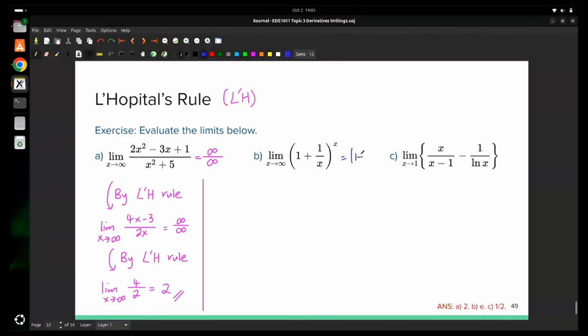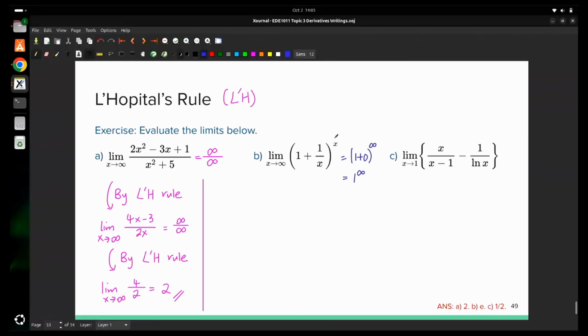So it's 1 plus 0 to the power of infinity. Therefore, this is 1 to the infinity, which is an indeterminate form. Okay? So directly you cannot use L'Hopital's rule because there's no fraction in the first place. But there's a trick that we can make it into a fraction. That is, you see, function of x to the power of function of x.